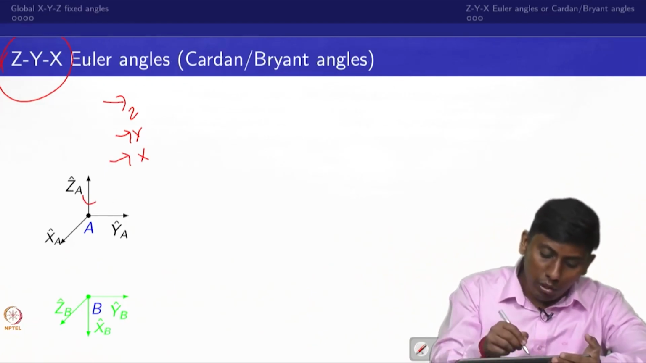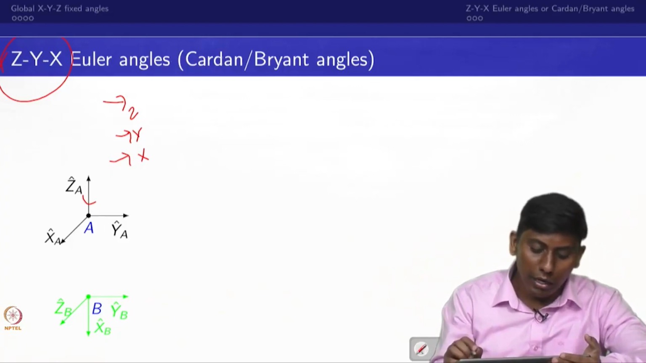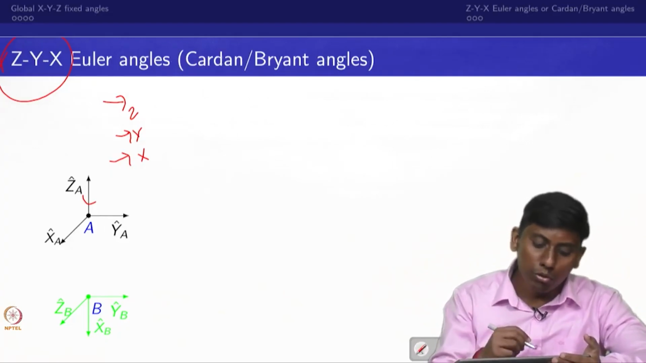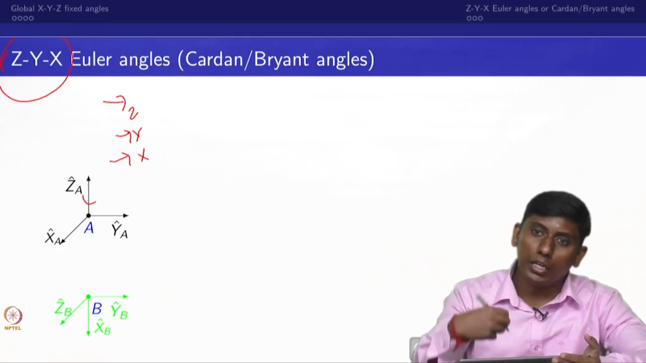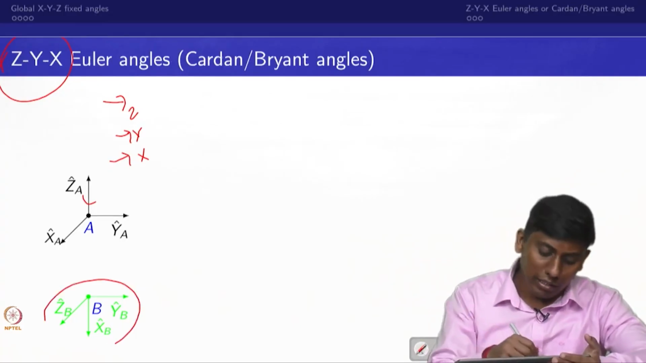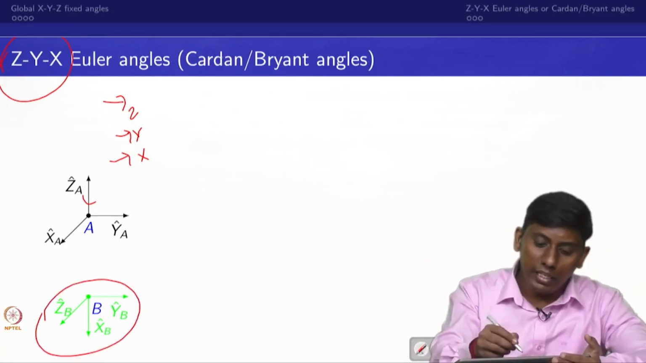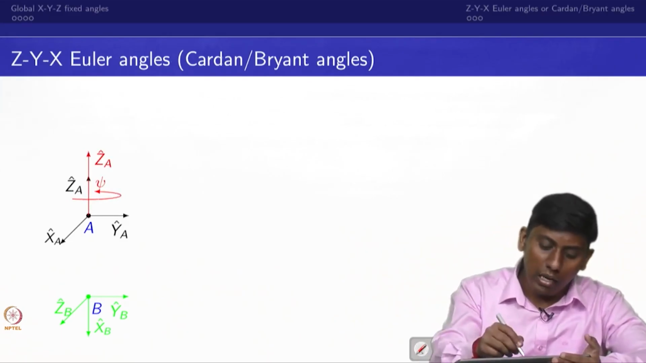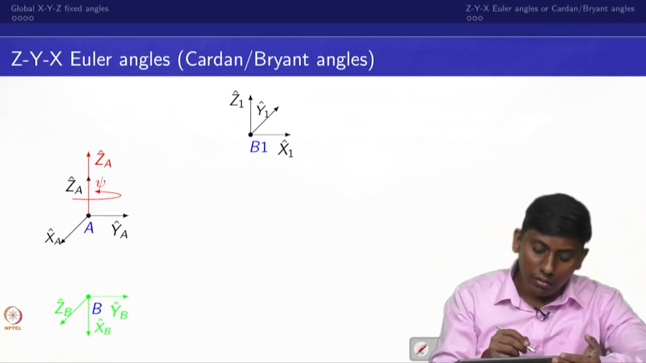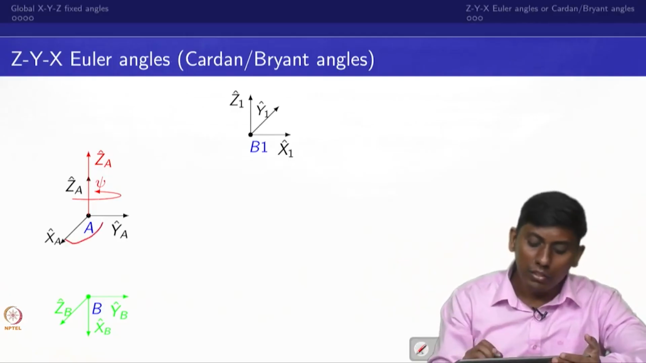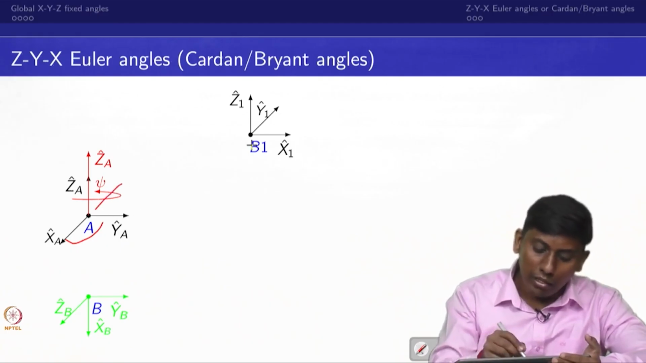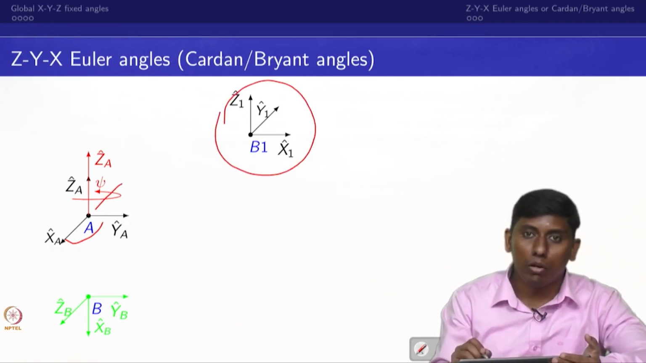Then from the new coordinate frame that comes out, I will take y and rotate, which gives another new coordinate frame. From there I will rotate again about x, and finally I will end up with this. So first I rotate by psi angle here and get a new coordinate frame. I take 90 degrees, so xa comes here and ya comes here. That gives a new coordinate frame, which I call B1.